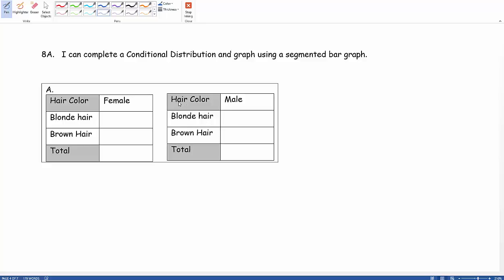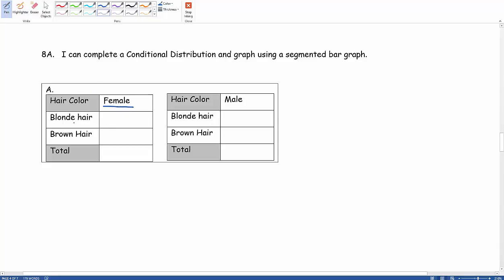Here we are at problem 8a from our target 3. We're asked to complete the following conditional distribution set of tables and then graph using a segmented bar graph. Now, just looking at the first table, we notice that the condition we have to have is that they are female. So we're just looking at the female category.